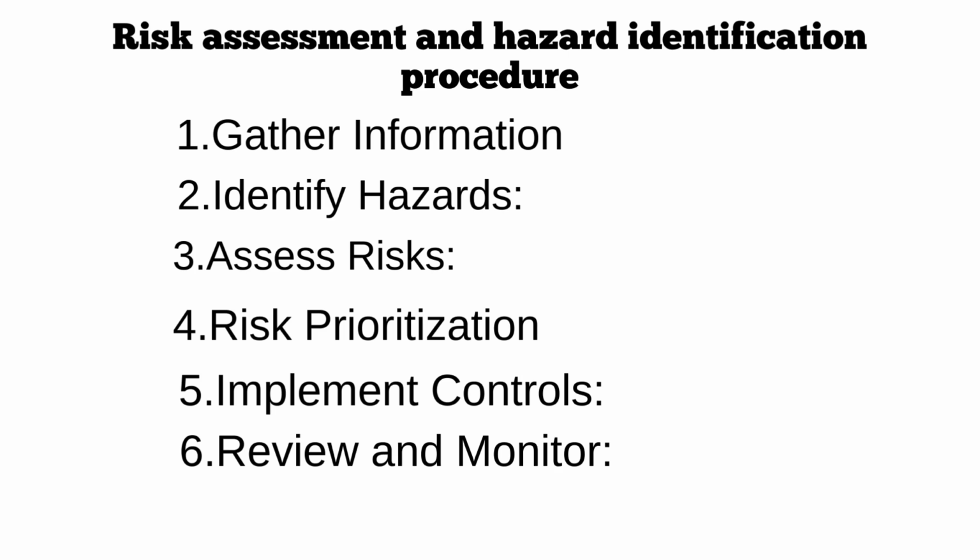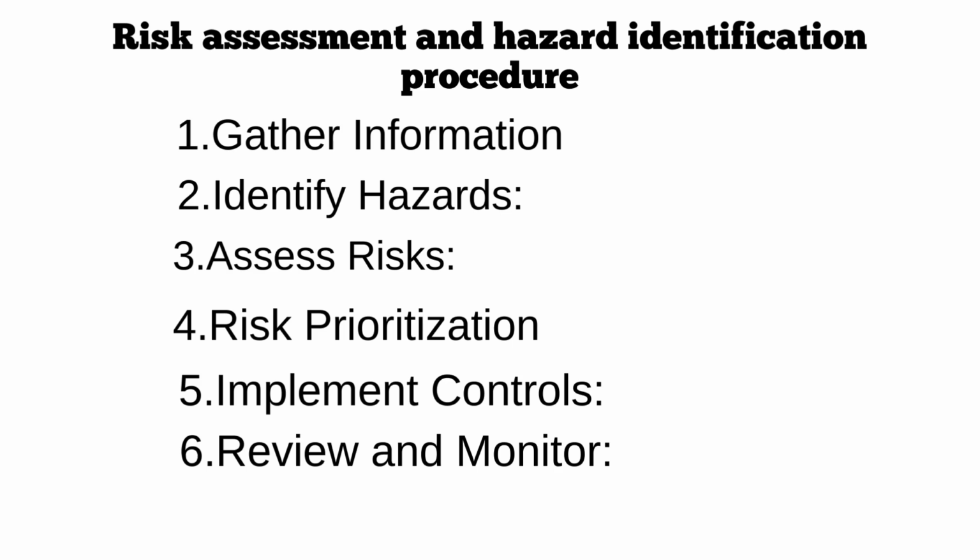The risk assessment and hazard identification procedure for work at height activities involves systematically identifying potential hazards, assessing associated risk, and implementing measures to control or mitigate those risks. Now let us discuss the step by step guide to conduct a risk assessment and hazard identification for work at height.